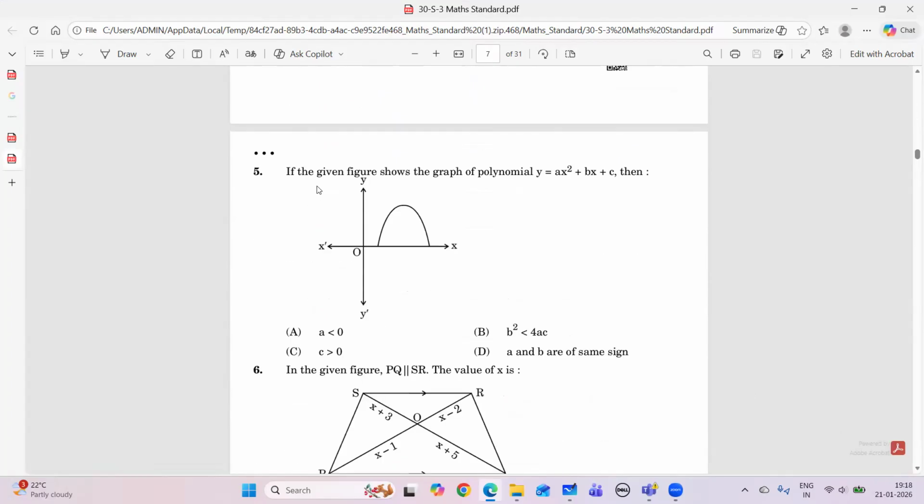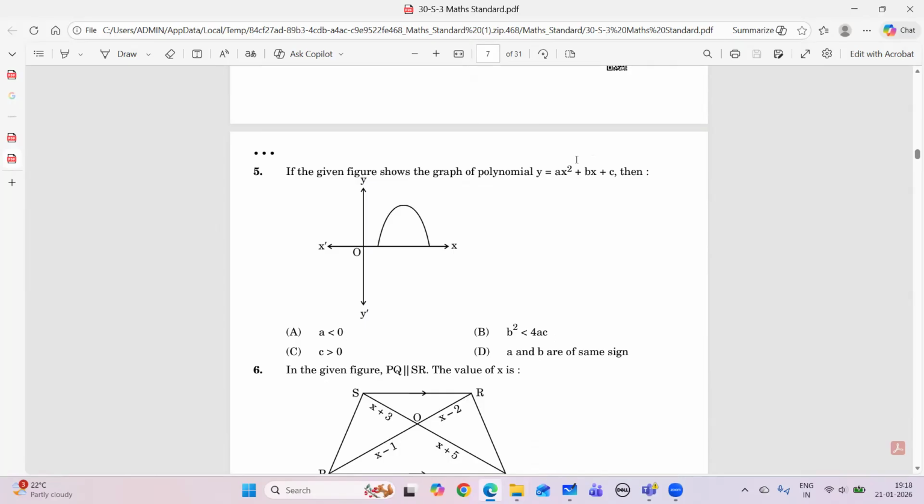It says, if the given figure shows the graph of polynomial y equal to x square plus bx plus c, then the graph looks like this. Then a is positive, b square is less than 4ca, c is positive, and a and b are of same sign.